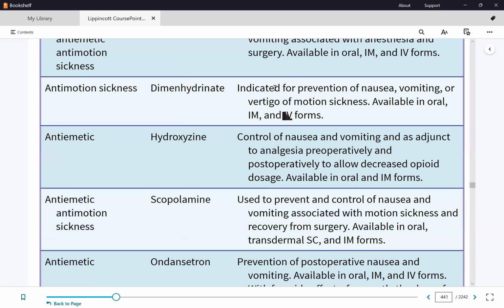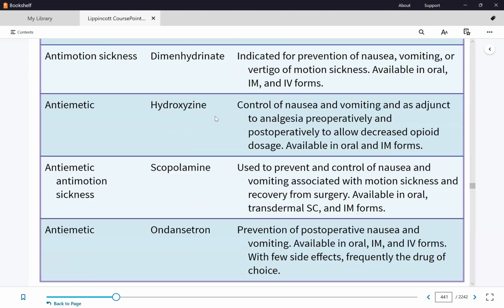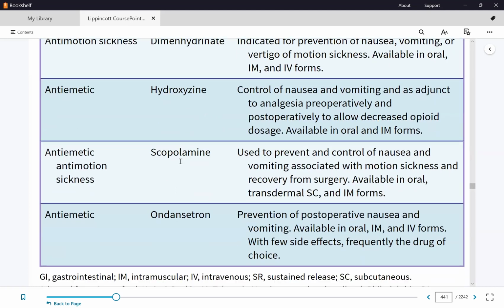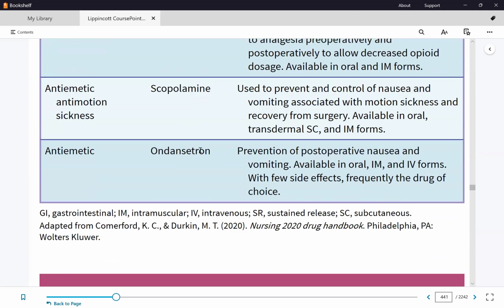Diphenhydramine, this is not Benadryl. This is dimenhydrinate. So this one is an antiemetic but used primarily for motion sickness. Okay. And so on, hydroxyzine, scopolamine, ondansetron, which is Zofran.